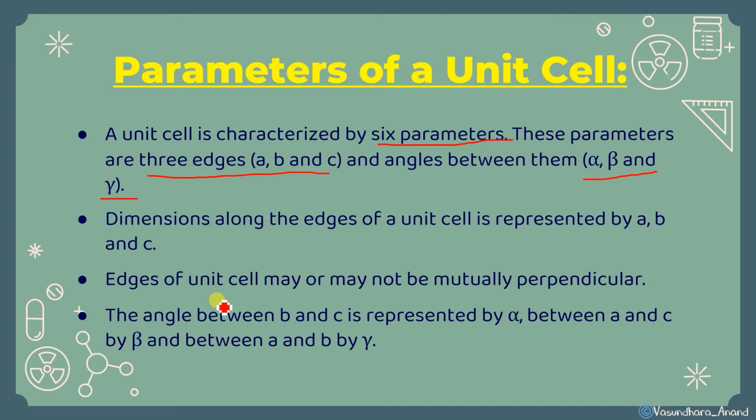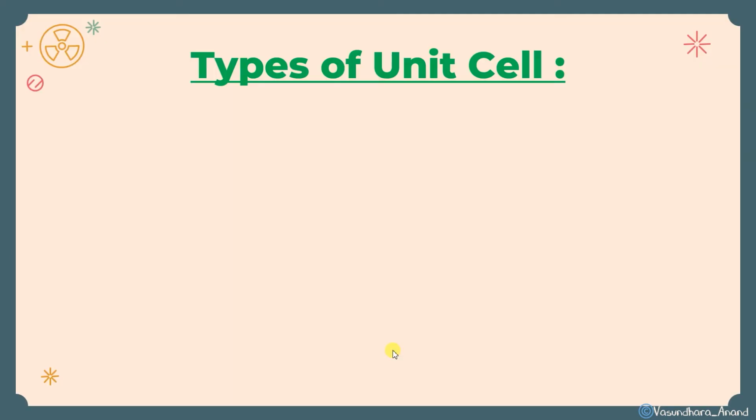The angle between B and C is represented by alpha. Between A and C is beta, and between A and B is gamma. These are the angles. That means B and C, it will be alpha. A and C, it will be beta. And A and B, it will be gamma. Clear? Okay.